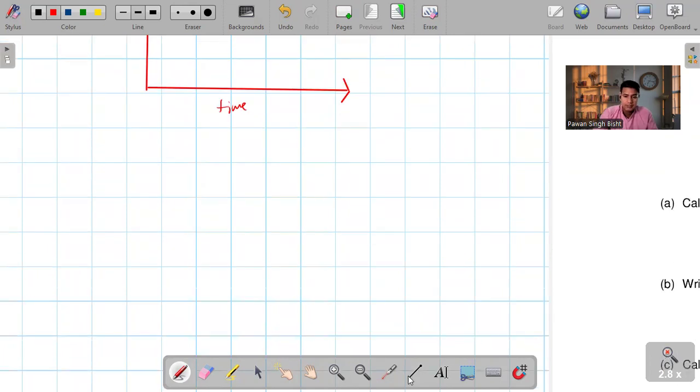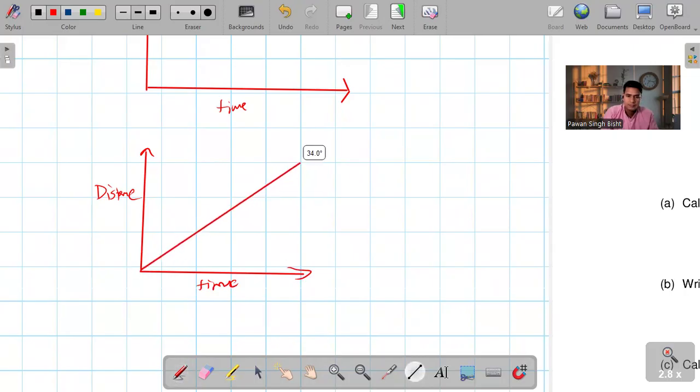Okay. Another graph could be like this. Again, y-axis and x-axis we will draw. Here we will have distance. Here we will have time. Now, if your graph is going like this, it means uniform speed. Because you see, at equal time intervals, distance is increasing equally.